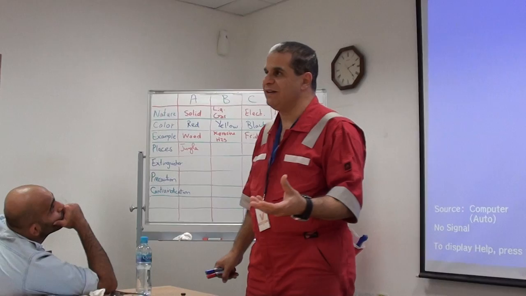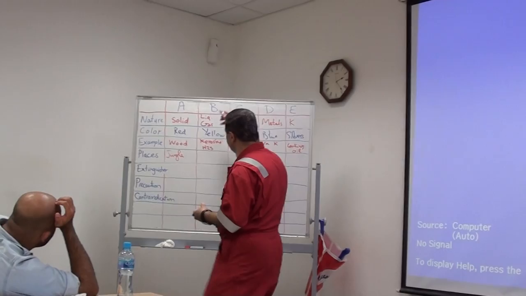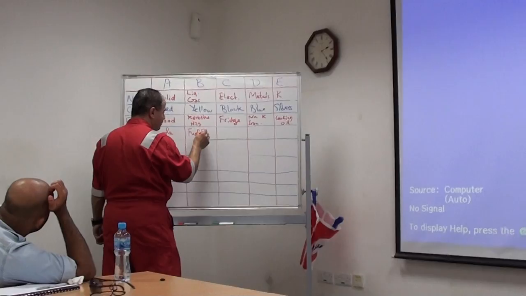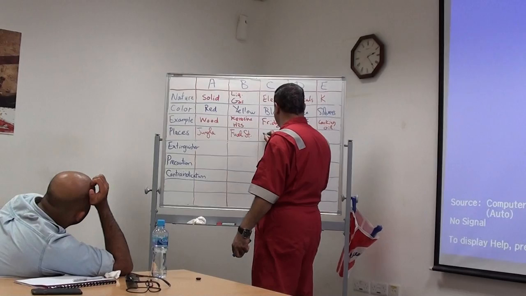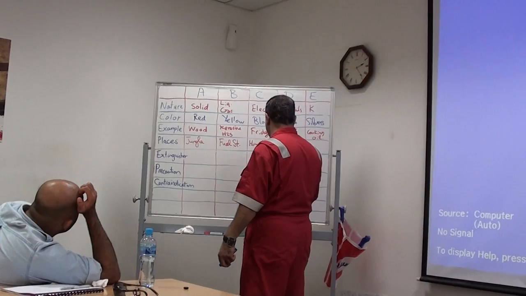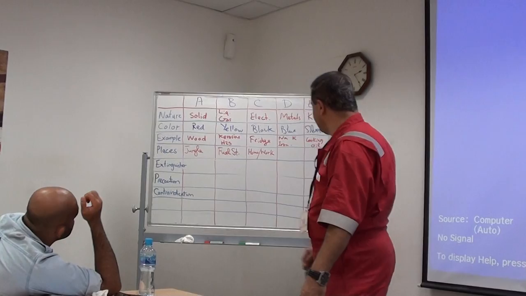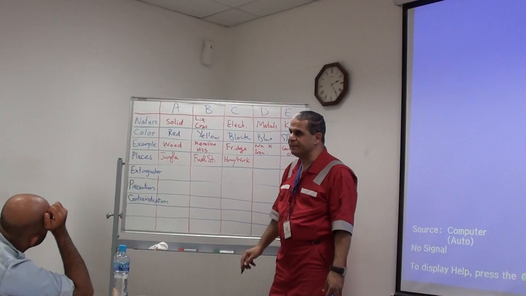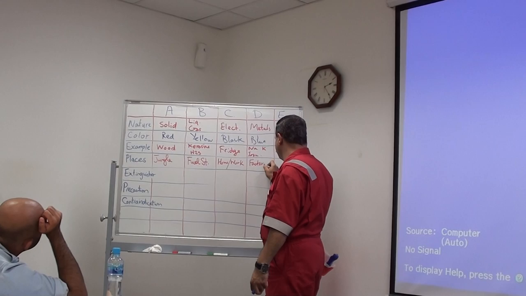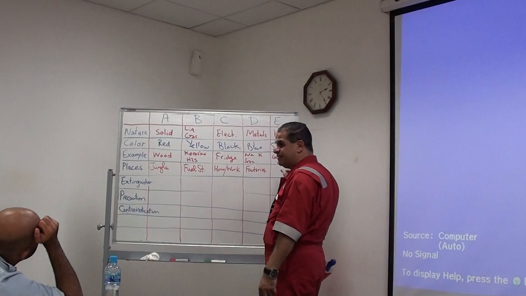What about the place for class B? It is in the fuel petrol station. The place for class C, it is the home or office. Most of the work related fires are electric in nature. What about the metal fires? Where do you find the metal fires? Factories. Excellent. And kitchen fire, you find it in the commercial places, big restaurants.